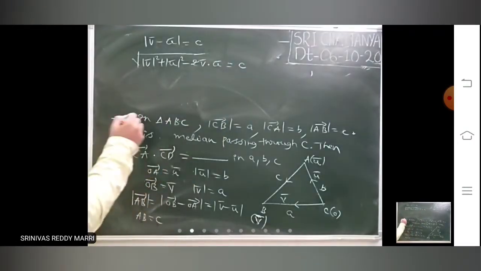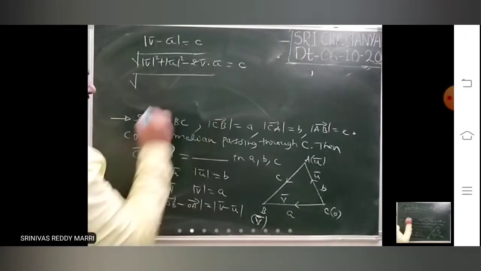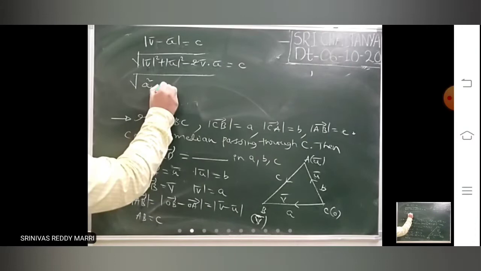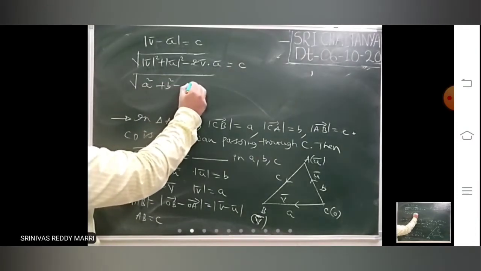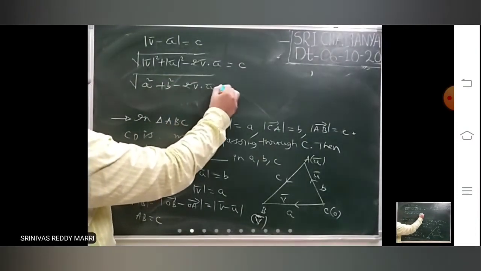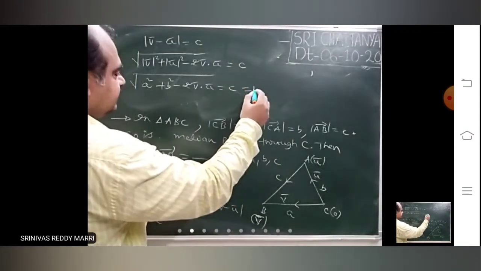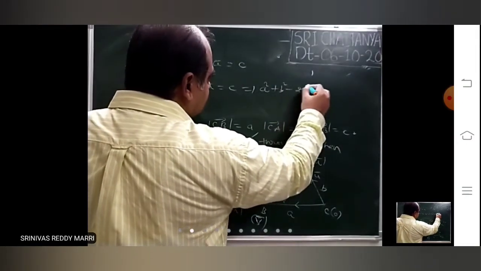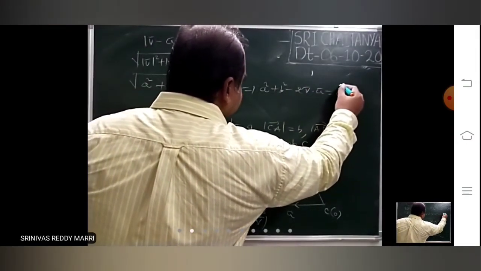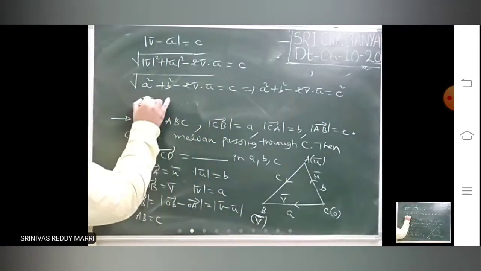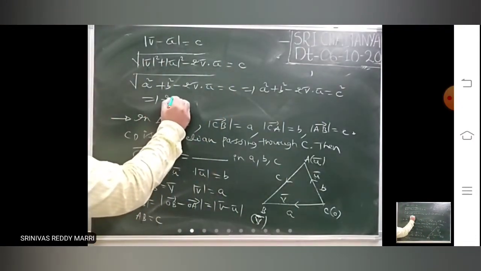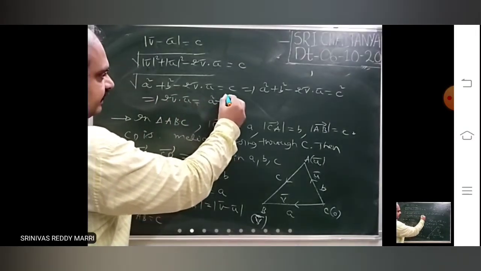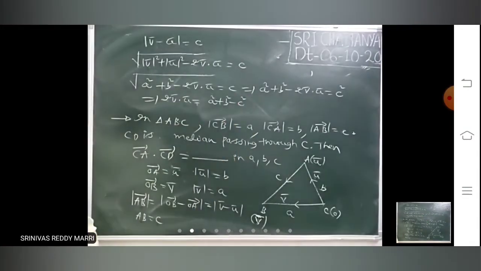This is C. So this is nothing but root of modulus V bar square, that means A square plus B square minus 2 V bar dot U bar is nothing but C. Squaring on both sides, we get C square. That means 2 V bar dot U bar is nothing but A square plus B square minus C square.